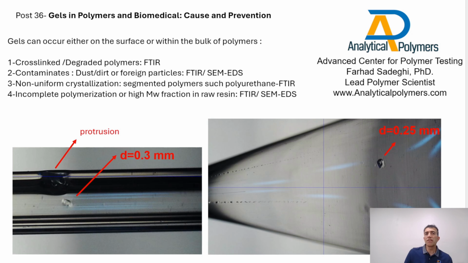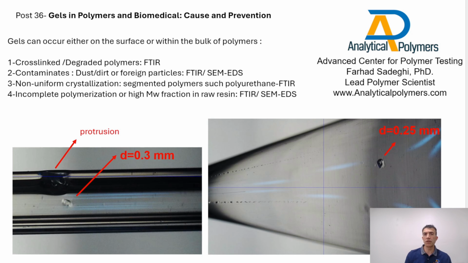There are four different categories of gels. One is cross-linked or degraded polymers. Polymers during extrusion can be cross-linked or degraded, and you can use FTIR to identify these. We will discuss each of these individually in future slides, and we will address how you can prevent that. The second category is contaminants, like dust, dirt, or foreign particles that come into your system.